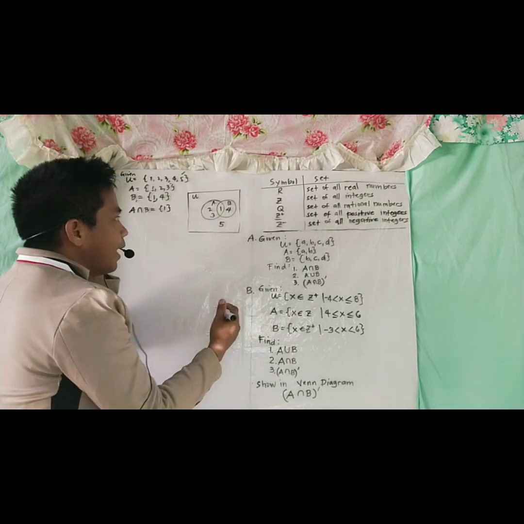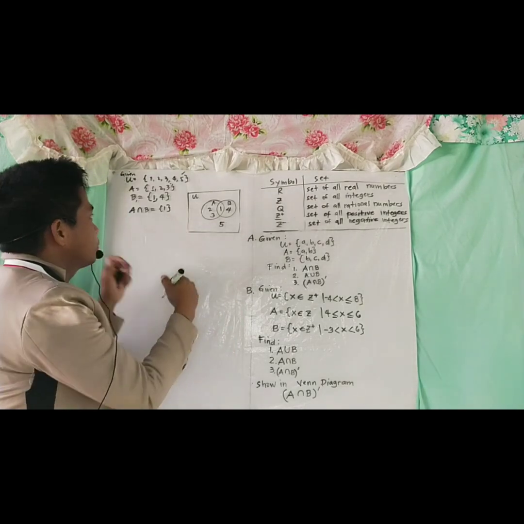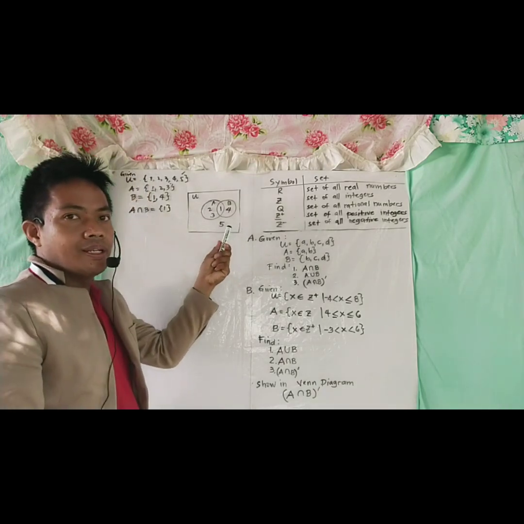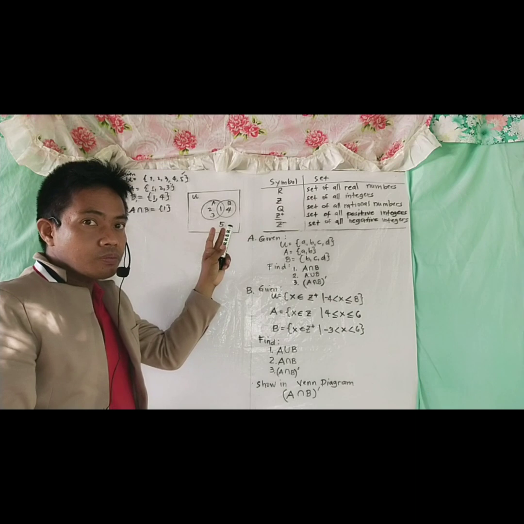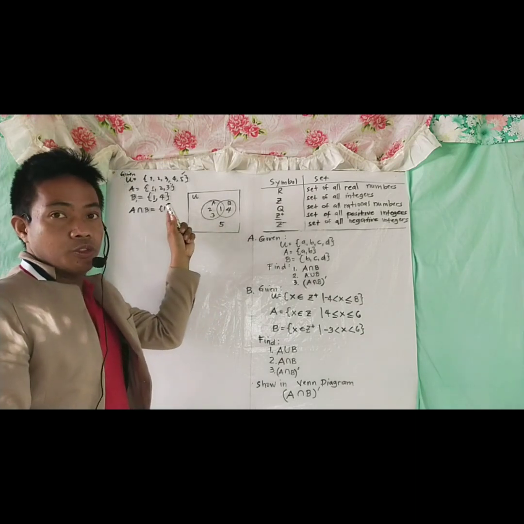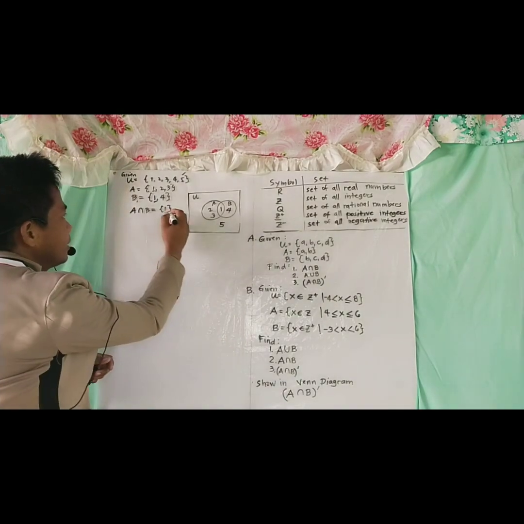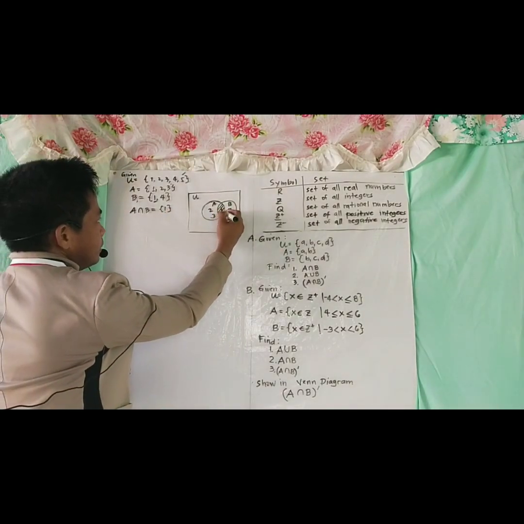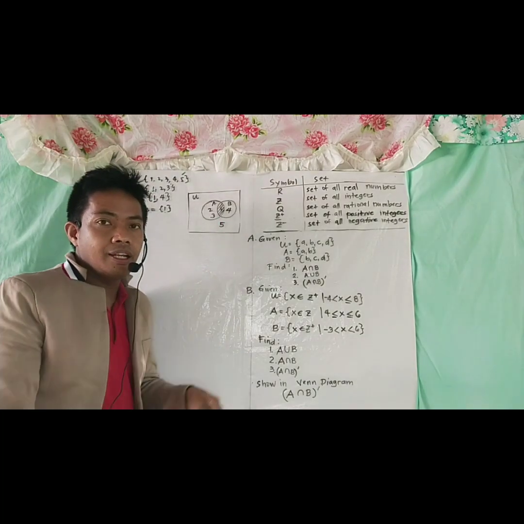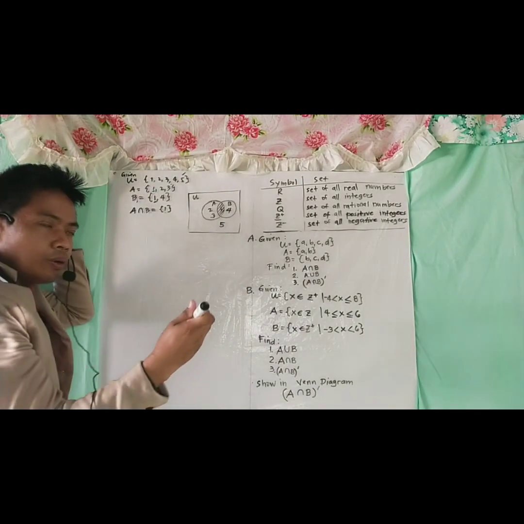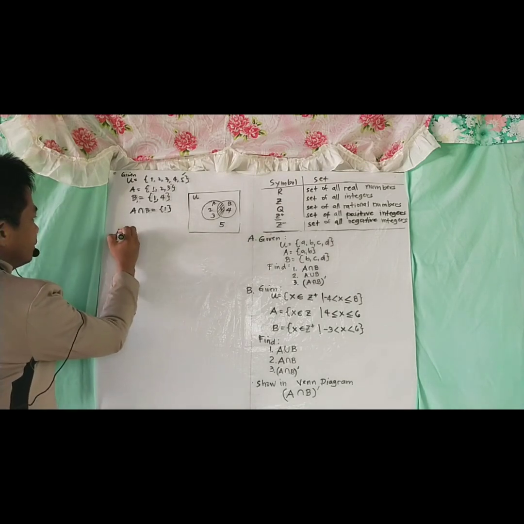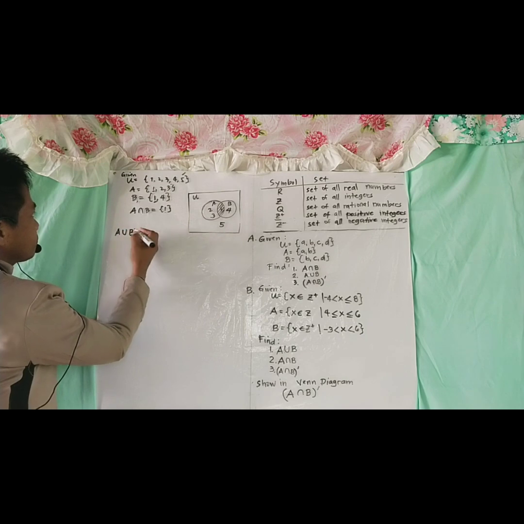So this time, how are we going to show this in a Venn diagram? To show that, you must shade the region where the elements of the intersection are found. So it is here, 1. It is placed here. That is the intersection of A and B. Let's have now this time the union. How are we going to find the union? Union is A union B.